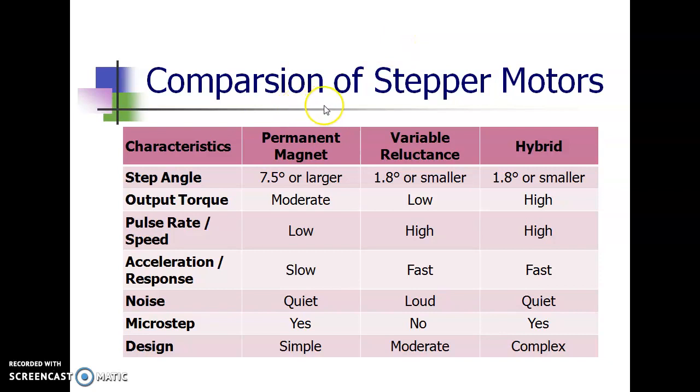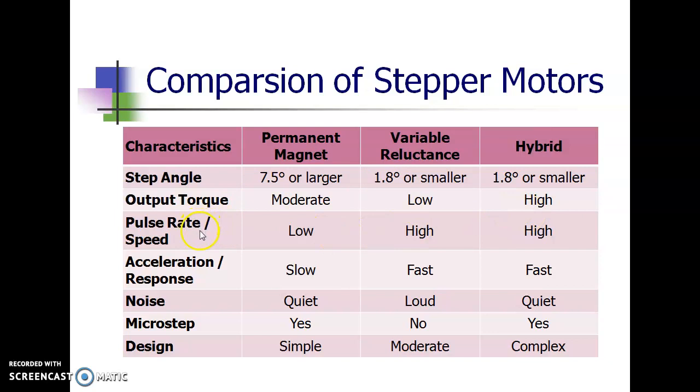So we are comparing the stepper motor characteristics: permanent magnet, variable reluctance, hybrid. Considering the step angle, permanent magnet is about 7.5 degrees or larger. Variable reluctance is 1.8 degrees or smaller. Hybrid is again 1.8 degrees or smaller. For output torque, permanent magnet provides a moderate torque, variable reluctance torque is low, and in the hybrid it is high.